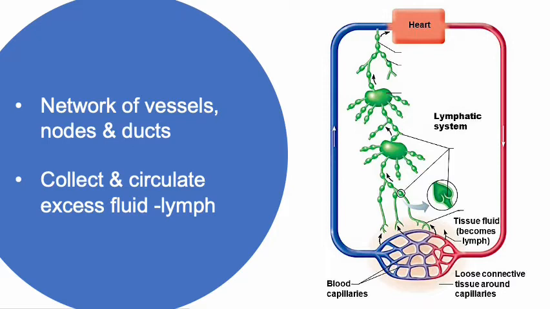However, 10% of the fluid fails to be taken up by the veins. This fluid, rich in proteins, is brought back to the heart via a network of vessels, ducts and lymph nodes. This special fluid is called lymph, and the network bringing it back to the heart is called the lymphatic system.